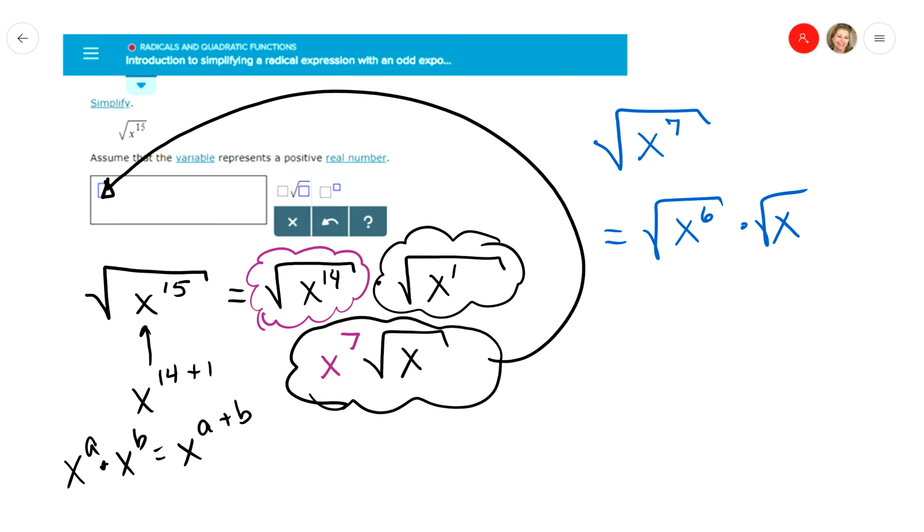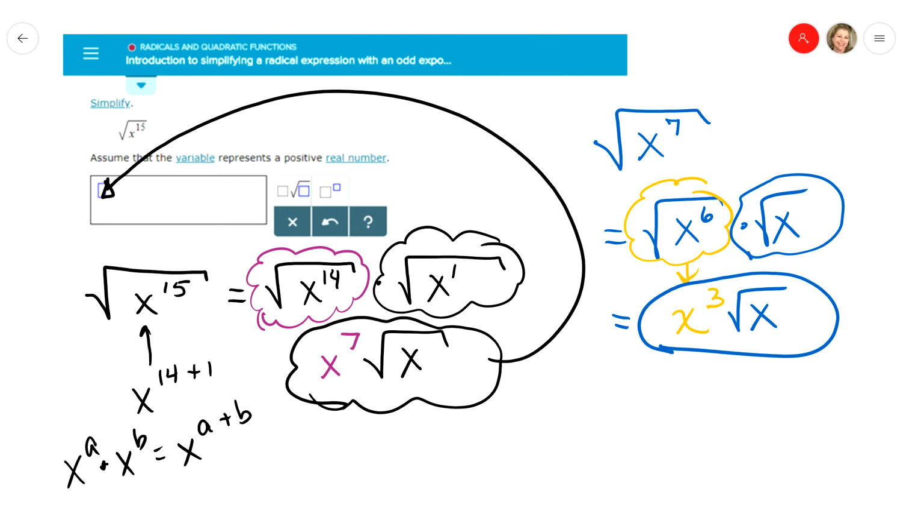And then you can take the square root of x to the 6th, this guy right here, which would be x to the 3rd. Unfortunately, this guy you can't take the square root of, so you would just leave it as the square root of x. So your answer is x cubed times the square root of x.